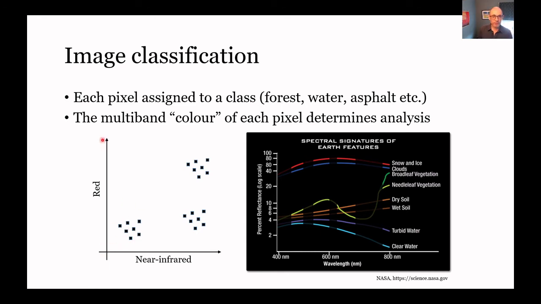So here we have the strength of the signal in the red, and here we have the strength of the signal in the near infrared. And we plot our pixel there. That position is not related in any way to its geographic position in the image. It's just purely the strength of the signal in the red and the near infrared. And as I said, we can increase this to other dimensions, so that we're plotting in the near infrared, red, green, blue, many, many different bands.